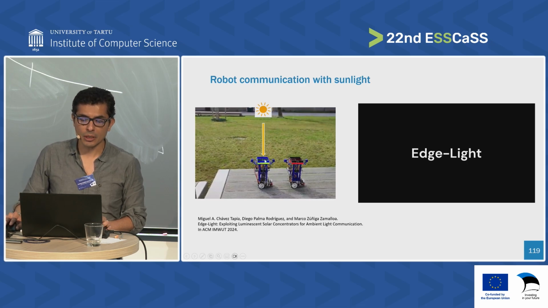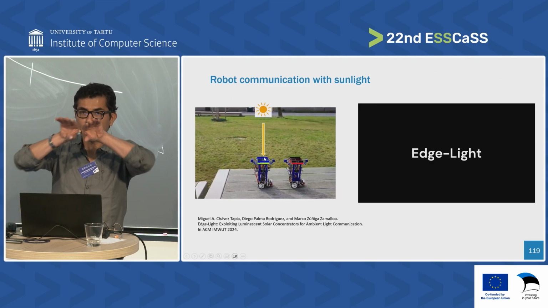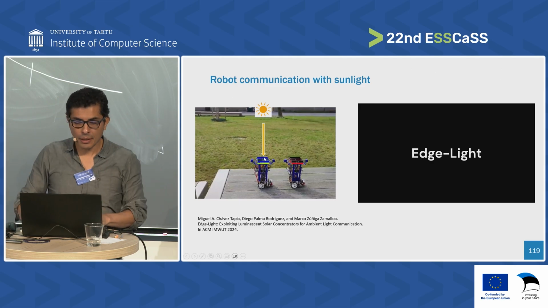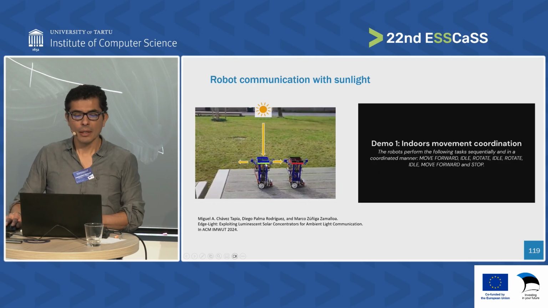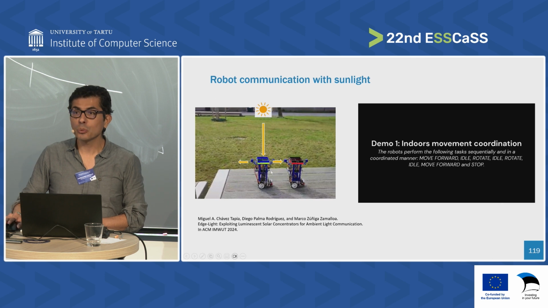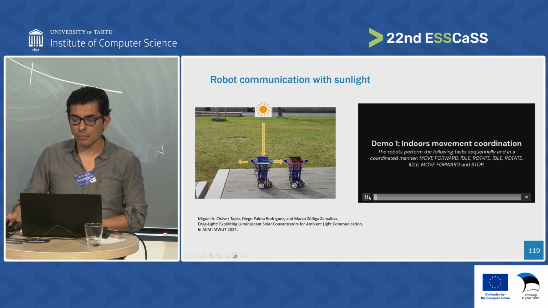Sunlight is coming from the top, and there are special optical materials that direct light to the side. Okay, so you see these arrows. The robots will start to communicate with each other. So let's see what happens here. Let me just go forward.